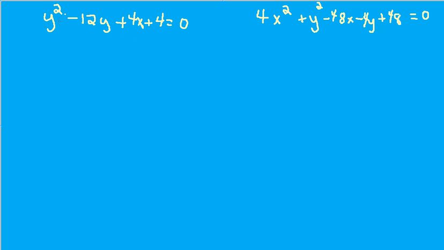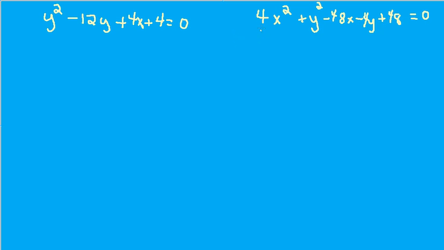For example, this has y squared, but doesn't have an x squared term. It's a parabola. This is going to be a parabola going left or right because you have a y squared term. If it was an x squared term, it would be going up or down. Over here, notice we have an x squared term and a y squared term, so it's not a parabola. Now we look at to see whether it's an ellipse, a circle, or a hyperbola.